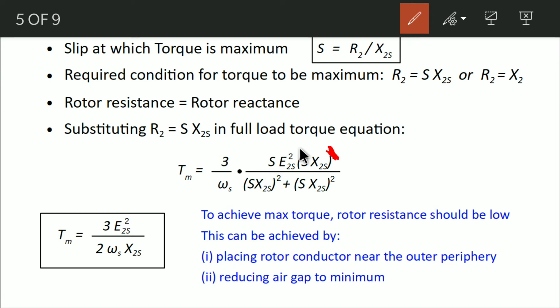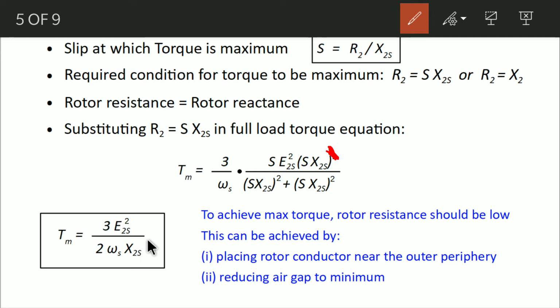Here s square will cancel with this s square, taking common. So our final torque is T maximum. Tm is the notation for maximum torque. It is 3E2s square over 2 omega s x2s.